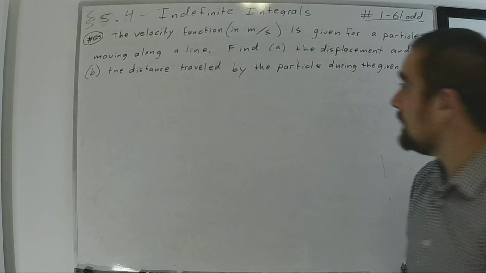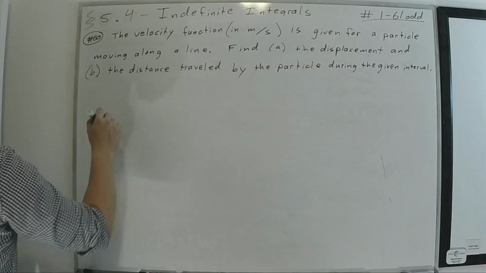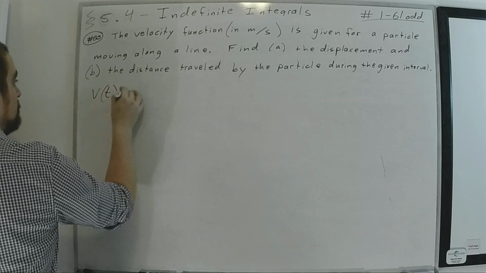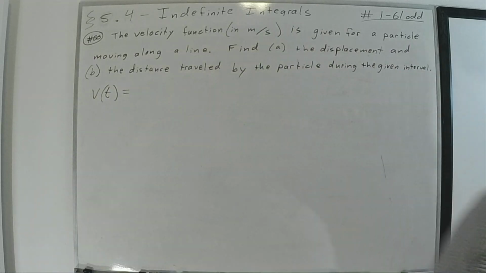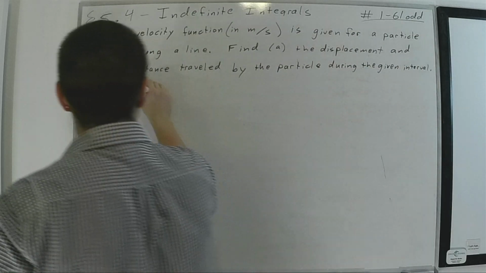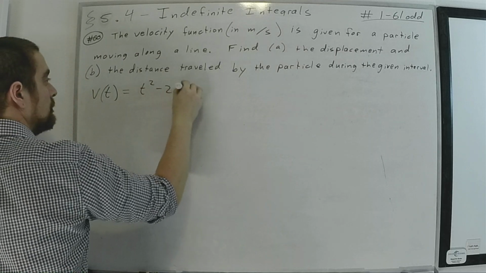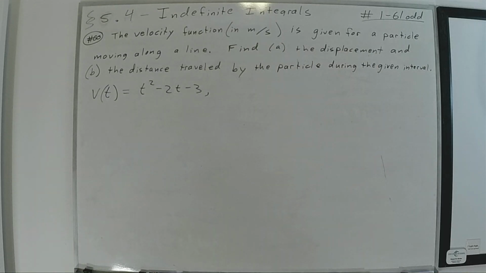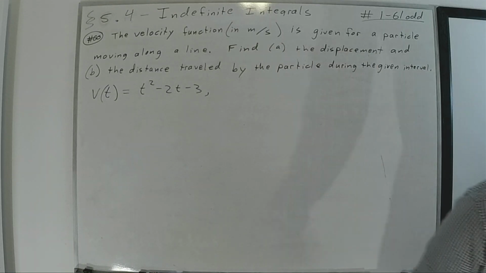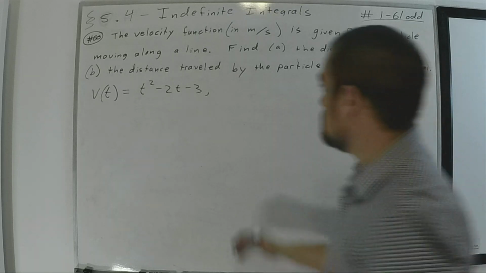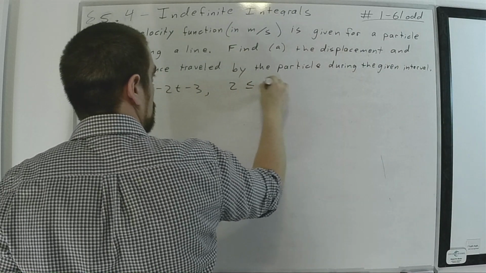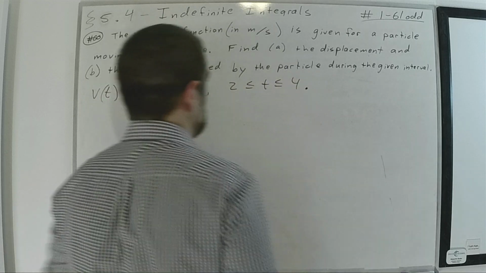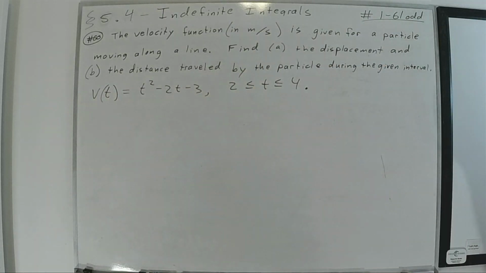So let's take a look at the velocity that they give us, which is t squared minus 2t minus 3. And they want us to look at this over the interval of t equals 2 to t equals 4. So again, t is time, our time is in seconds.